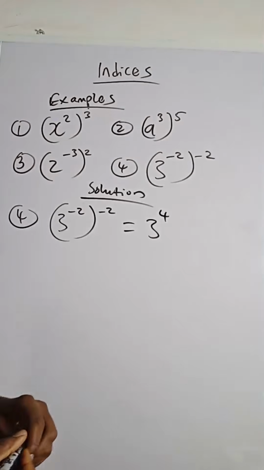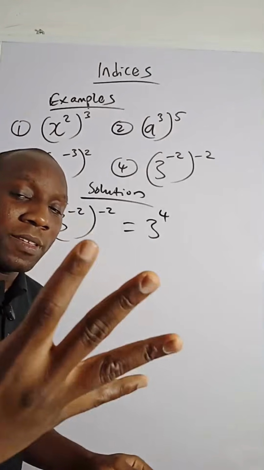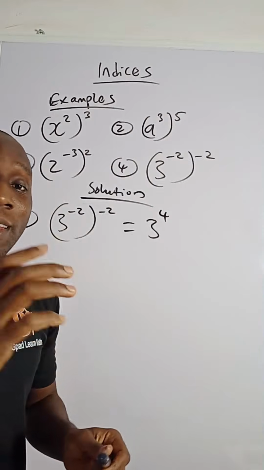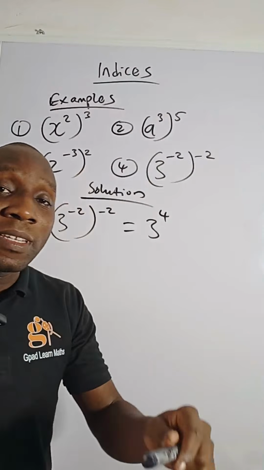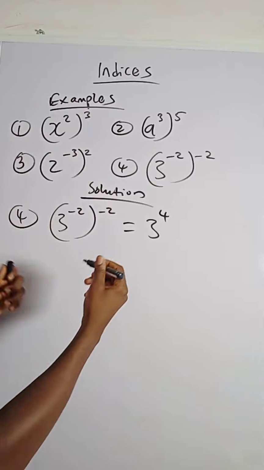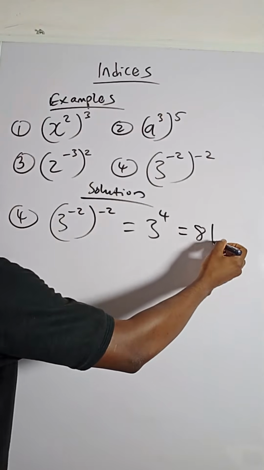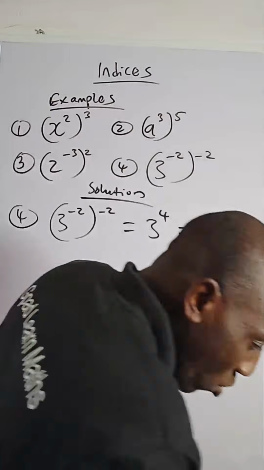And 3 raised to power 4 means 3 times 3 times 3 times 3. Which is what? 3 times 3 is 9, times 3 is 27, times 3 is 81. So this right here is just 81. And there you go.